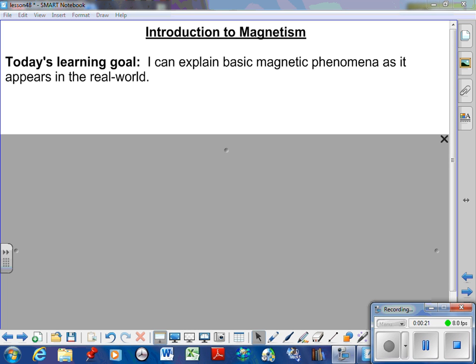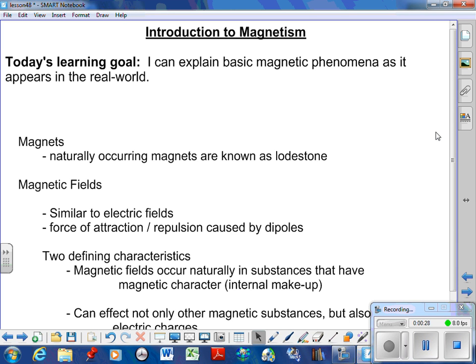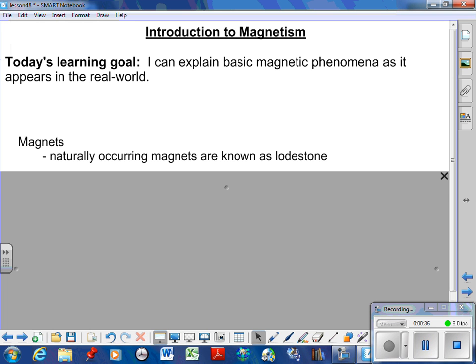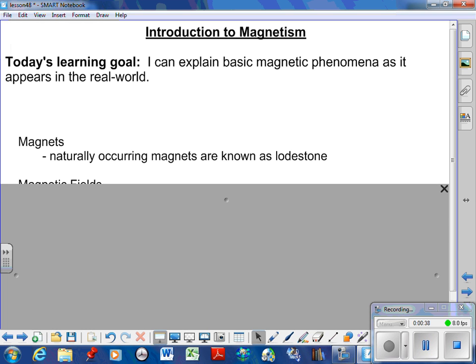Most of it's just going to be talking our way through and introducing concepts and making sure everyone's on the same footing. So what are magnets? Naturally occurring magnets are known as lodestones. There are naturally occurring magnets in the Earth's crust, and we call those lodestone.